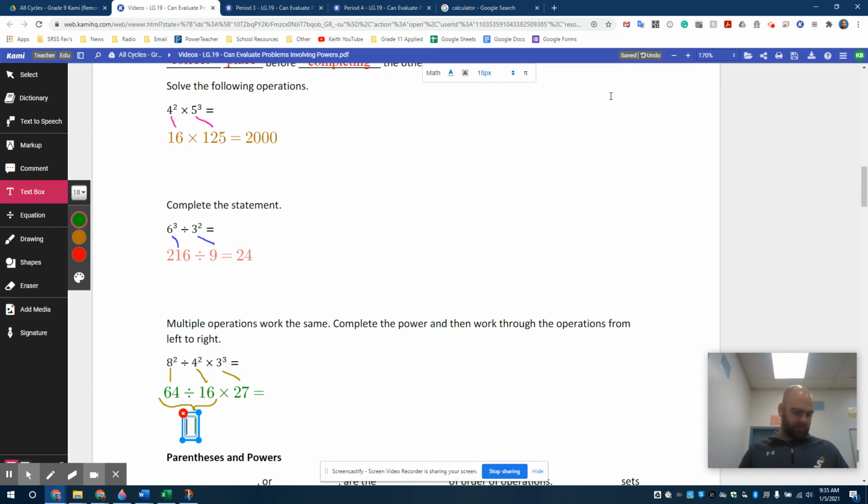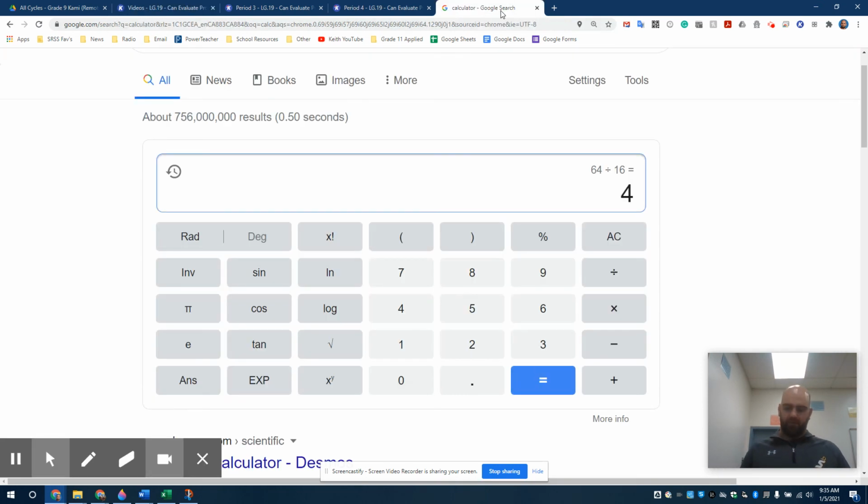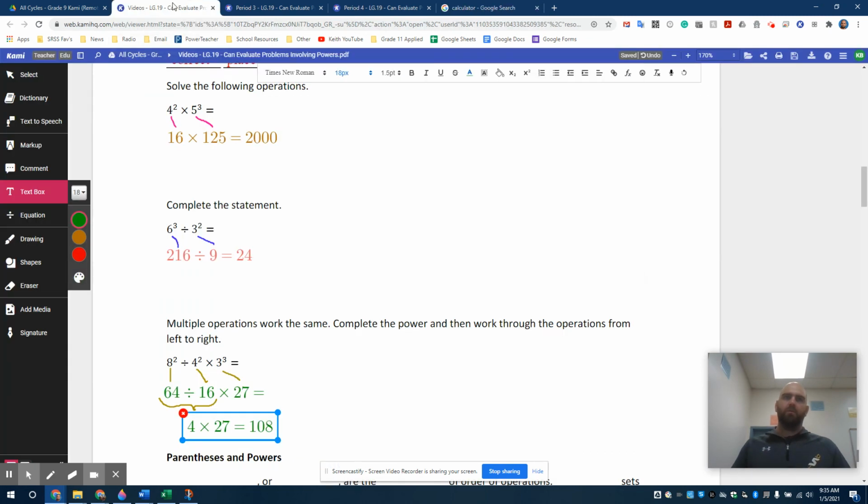And I'm just going to put this in here. 4 times 27. Now we have shown that we're solving for that one. 4 times 27 is 108. You can use a calculator for that as well. And that gives us our final answer.